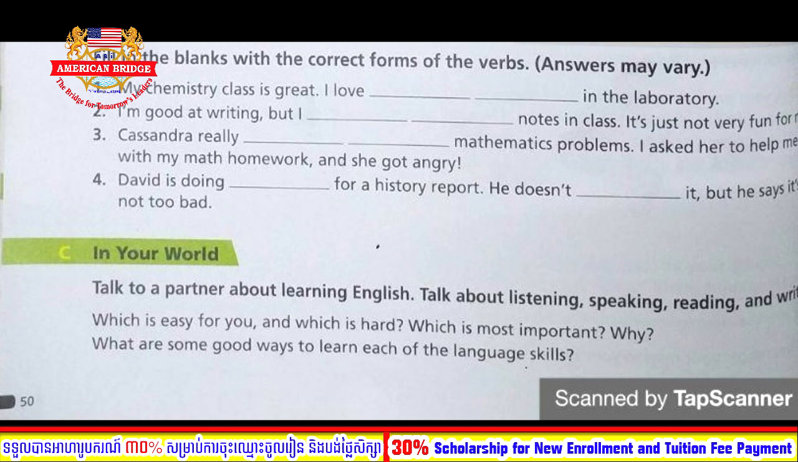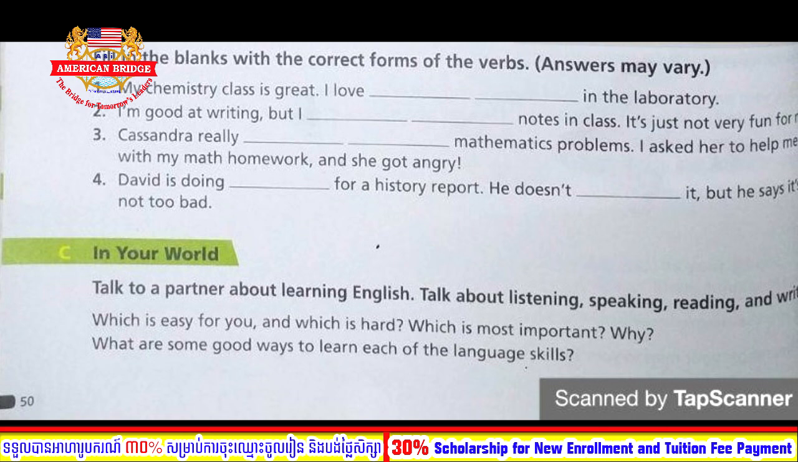Okay? Alright, my chemistry class is great. I love what? Doing experiments in the laboratory. Alright? Number 2, I'm good at writing, but what? You can say, but I dislike, okay? But I really dislike taking notes in class. It's just not very fun for me.